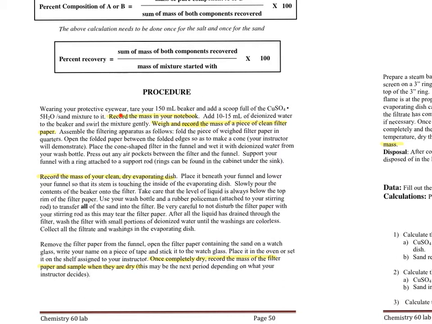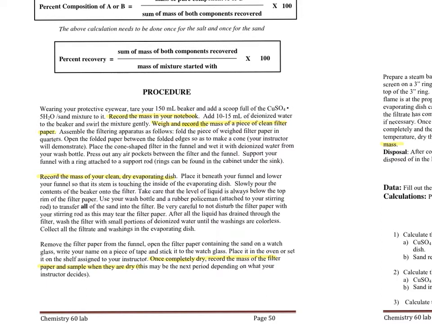So it says, wearing your protective eyewear, tare your beaker so it'll be zeroed out, add a scoop of copper 2-sulfate pentahydrate and sand mixture. Record the mass. That first mass is going to be the mass of your initial mixture. Then we're going to add deionized water. Remember, that means your copper 2-sulfate, which is water soluble, it's a salt, will dissolve. And you're going to swirl to let it all dissolve. Weigh and record the mass of a clean filter paper. So that's our second data point here.